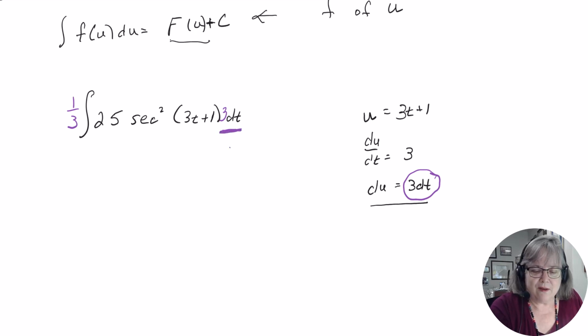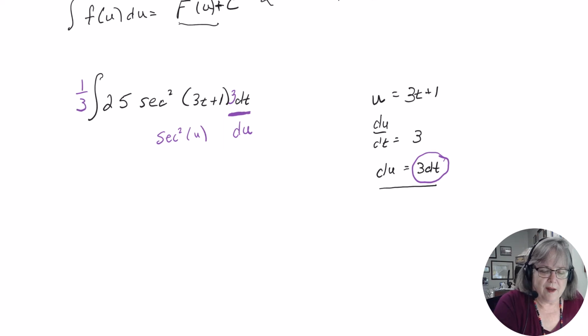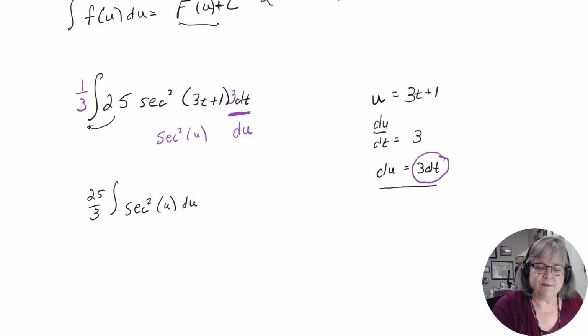But now I have my du. So this here is du, and this is secant squared u. See the pattern I'm going for? All right, so let's go back to here. And I have the integral of, and I'm going to pull the 25 out in front, 25/3 secant squared u du. See the pattern?